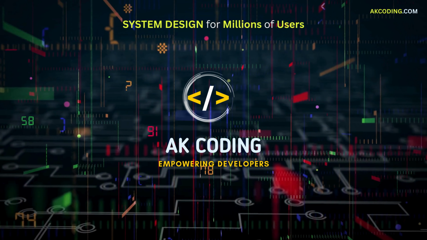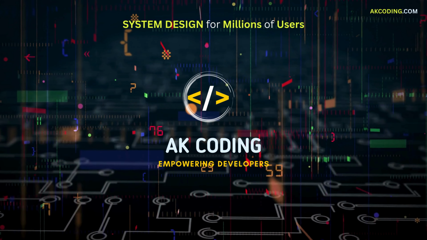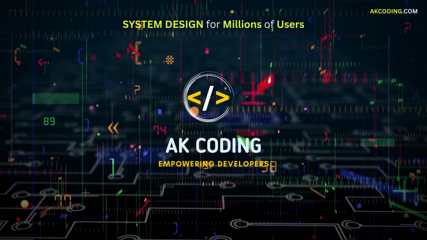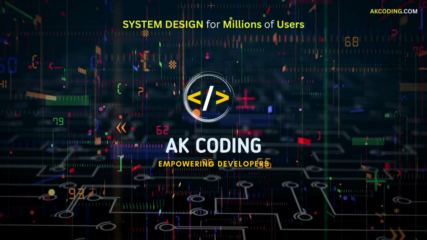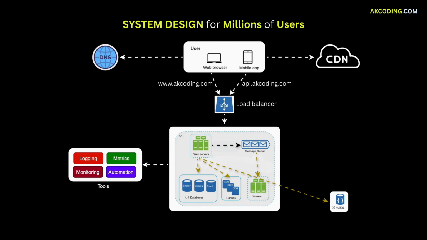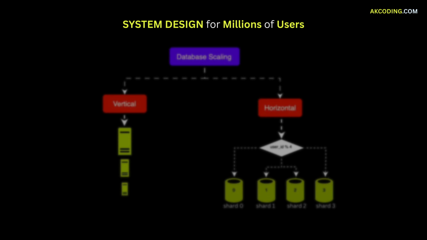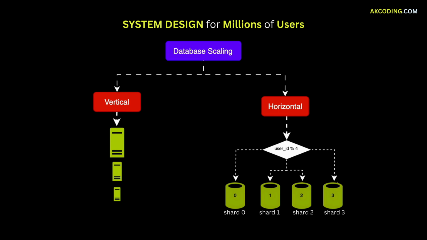Today we will discuss a very important topic of databases, that is database scaling, which plays a crucial role in improving database performance, handling high traffic, and ensuring application scalability. Database scaling can be achieved in two main ways, that is vertical scaling and horizontal scaling.